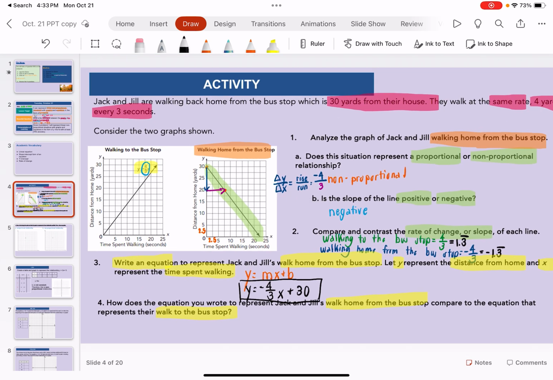So the first thing that I noticed is that, as we talked about earlier, the slope has the same number, right? 4 over 3, but for walking to the bus stop, it's positive, and walking home from the bus stop is negative. So I'm going to go ahead and say that both equations have a slope of 4 over 3, but for the walk home, the slope is negative.